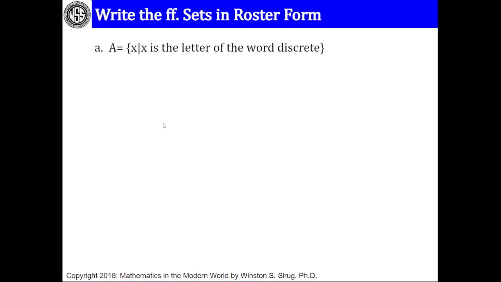Okay. So may iba pa ba sagot dyan? Okay, MC. A is equals to set of D, I, S, C, R, E, T. Okay. So tama kayong lahat doon? Ang answer is A is equals to set of D-I-S-C-R-E-T. So, kita natin yung E, naulit. So, hindi natin inuulit siya sa roster form. So, we have B.